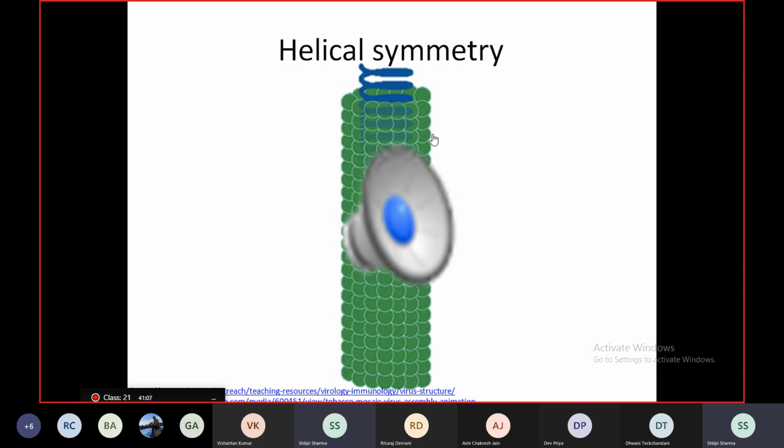Such nucleocapsids form an elongated structure, which could be rigid or even flexible. And the most extensively studied helical virus is the first virus to be discovered, that is tobacco mosaic virus, or TMV in short.